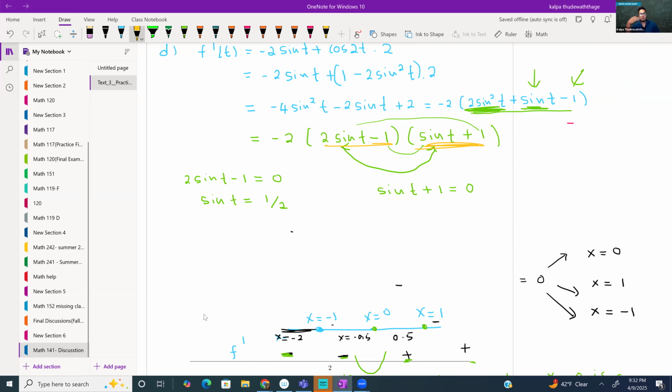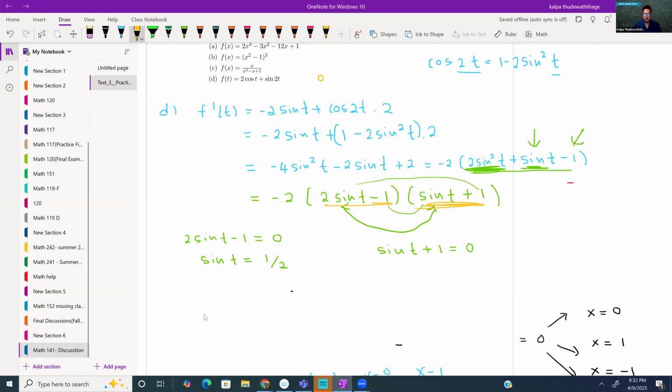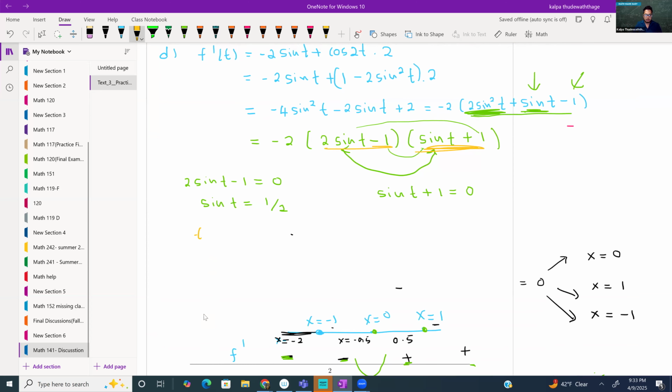Sine t can be half for many t values like 30, 150. You can go all the way to 360 degrees and come back like 390. It's so many angles, but let's stick with at least 0 to 2 pi. You can consider only one period. So there are 2 t values you can get. The sine value becomes half at pi/6, which is 30 degrees, and 150, which is in the second quadrant, 5 pi/6. At both of these angles, the sine value is half.